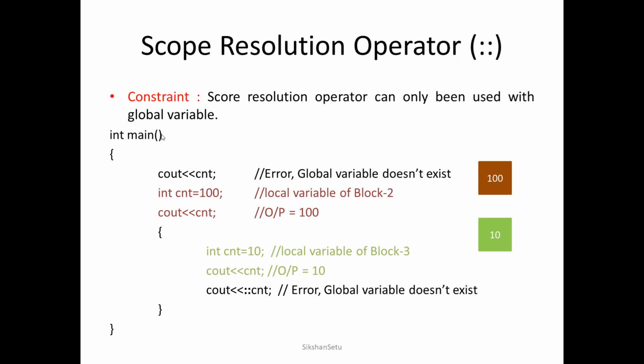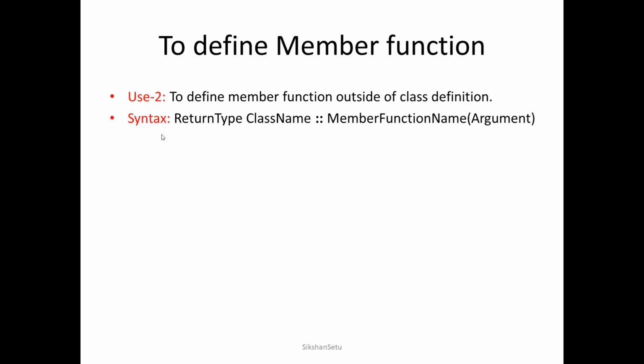So whenever you are going to use the scope resolution operator, you need to confirm that there is a global variable declared in your program. Now the second use of the scope resolution operator is to define a member function outside of the class. So the syntax is return type, then we need to write the class name, then we use the scope resolution operator, then the function name and argument. Let us try to understand this by one example.